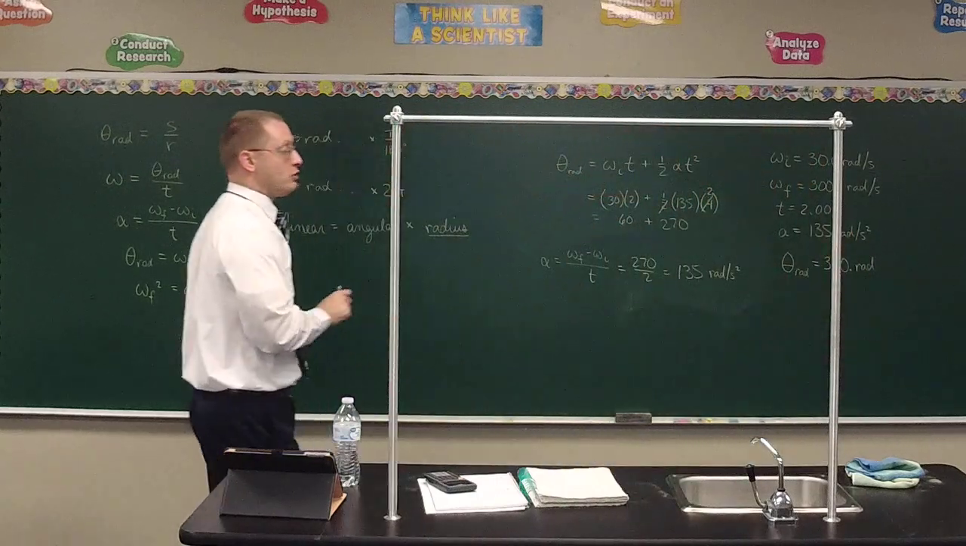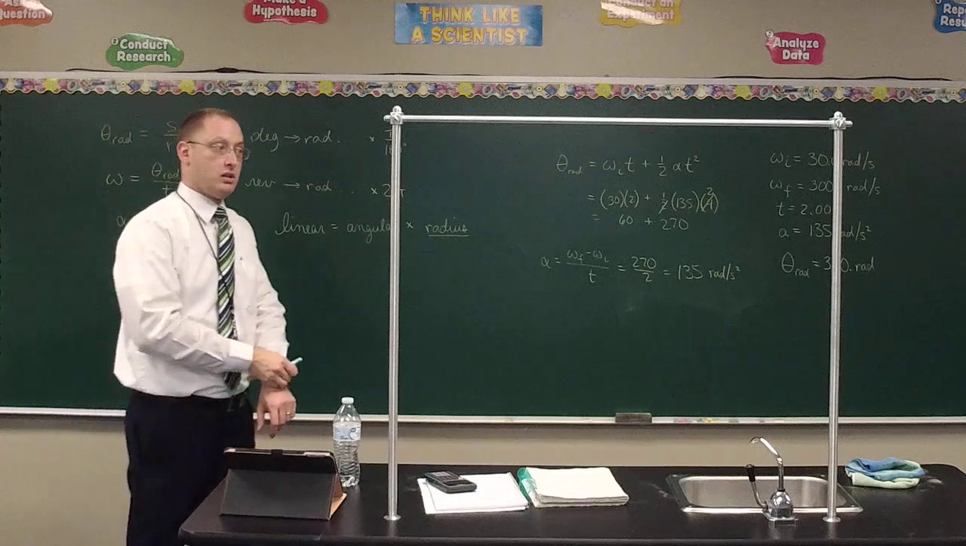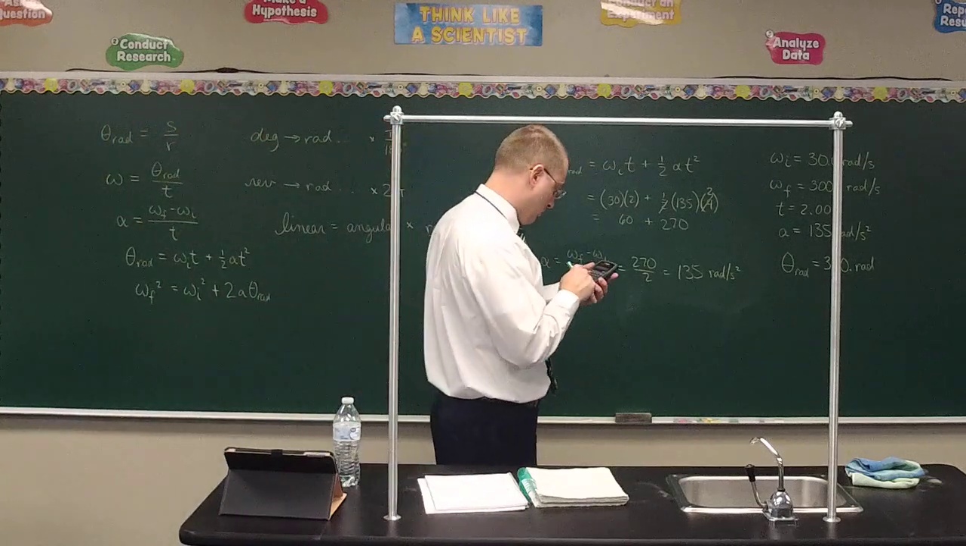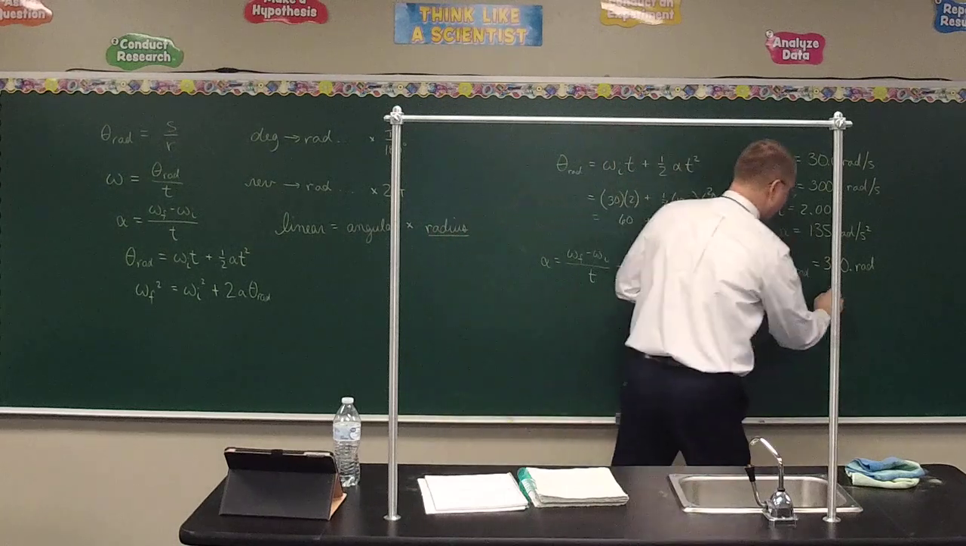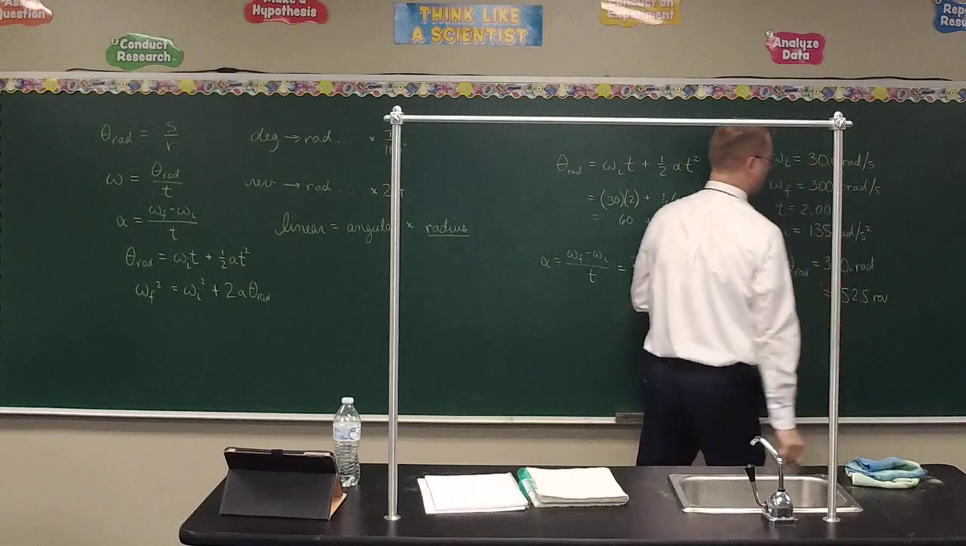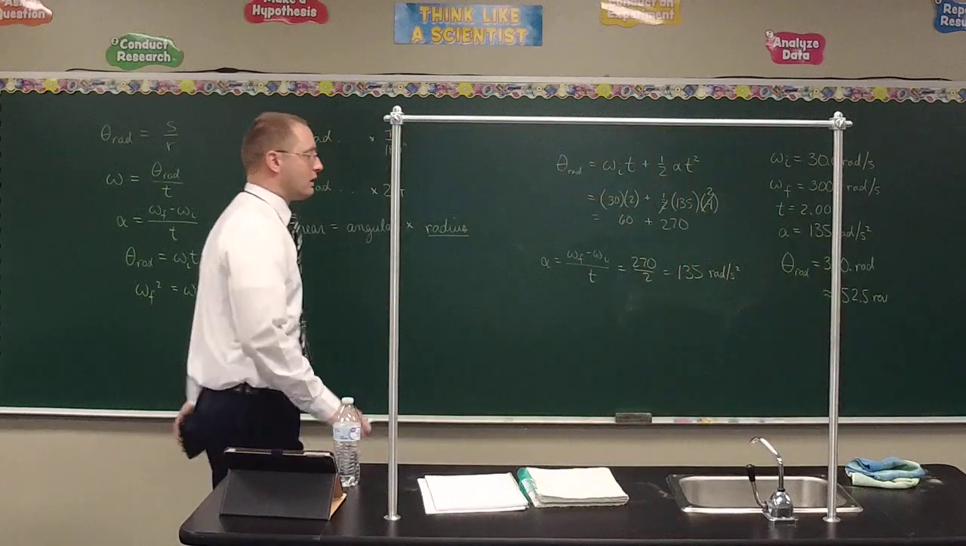What if I wanted revolutions? I want to know how many complete spins. You divide by 2 and divide by pi. I'm just curious for my own sake here. And that would be about 52.5 total revolutions in 2 seconds.